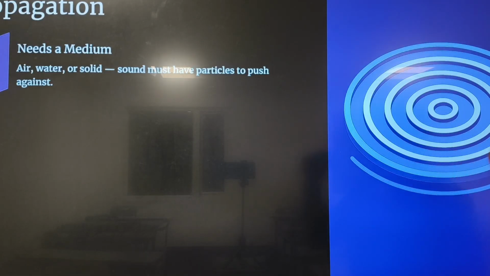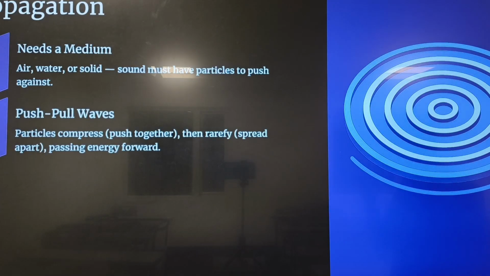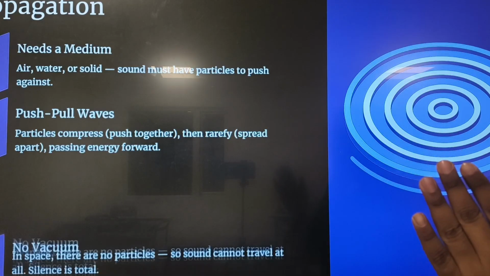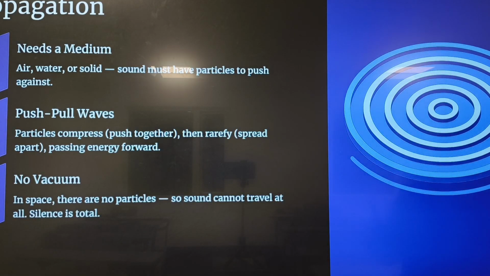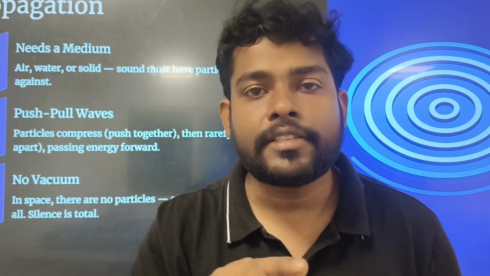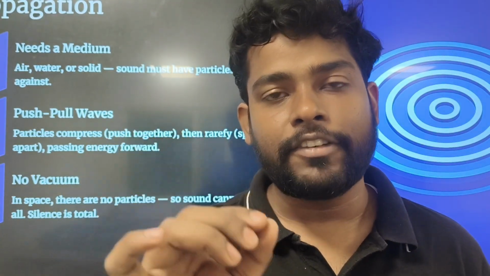So here is one more thing, that is the propagation of sound. It must have a medium, and not only that, obviously the particles are moving from one place to another, and last of all, if there is a vacuum, then sound will never propagate, because sound needs a medium to travel.